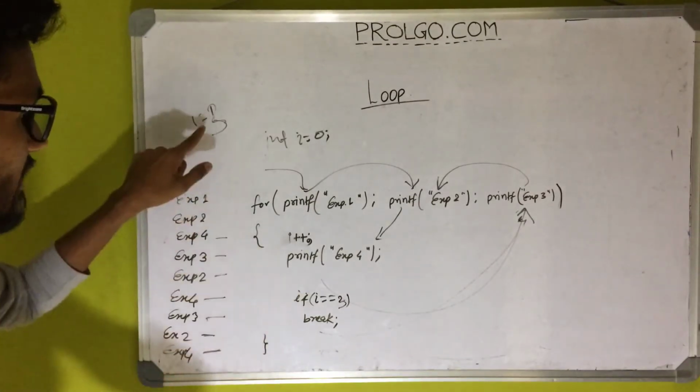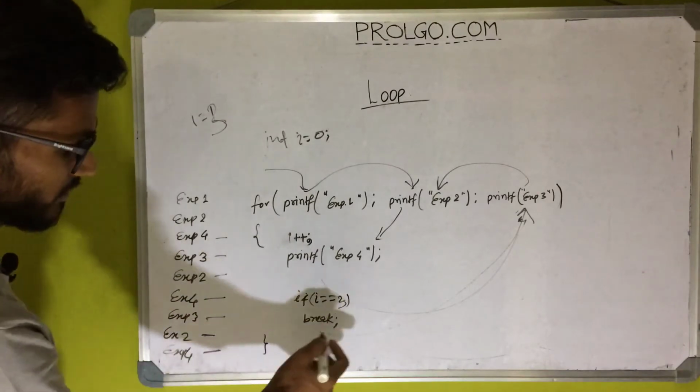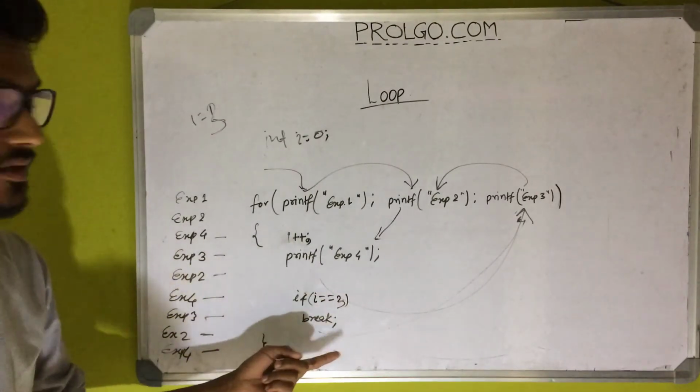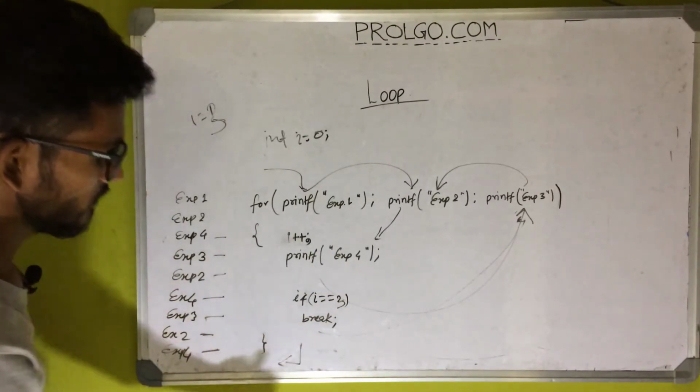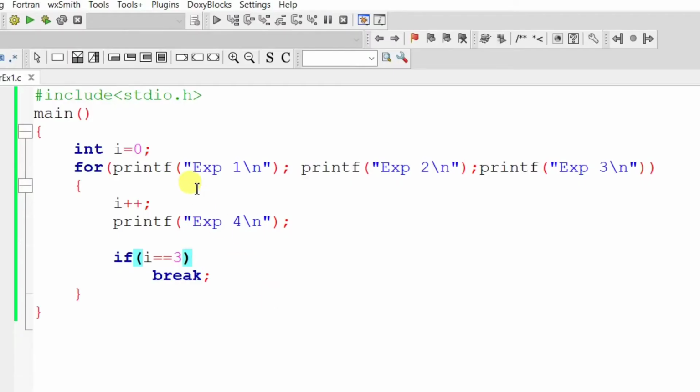Now it will check if i is equal to 3, yes, it's 3. So this will break the loop and control comes out. Now I will run the same program on the computer. I have written the same program here and I'll run it.